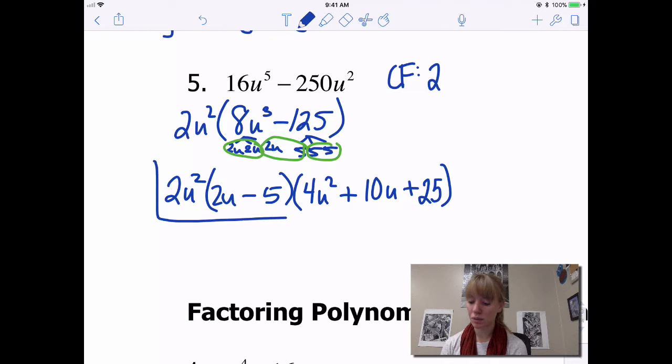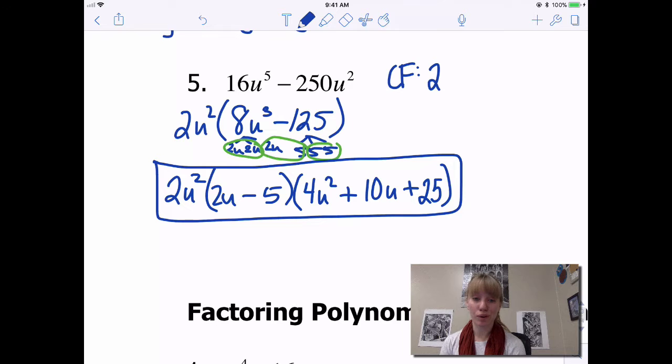So this is the trickiest one of all of them. Strategy is you're looking for some cubes. You're looking for perfect cubes. So you might have to try some numbers, taking out a common factor before it'll work out. So just stick with it.